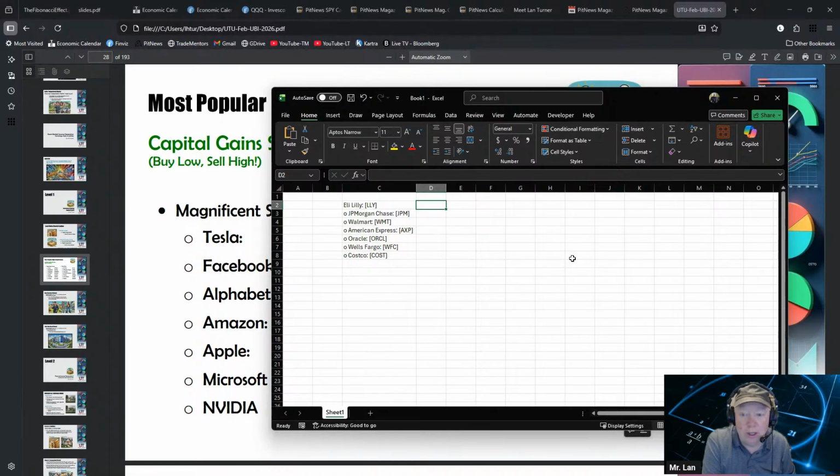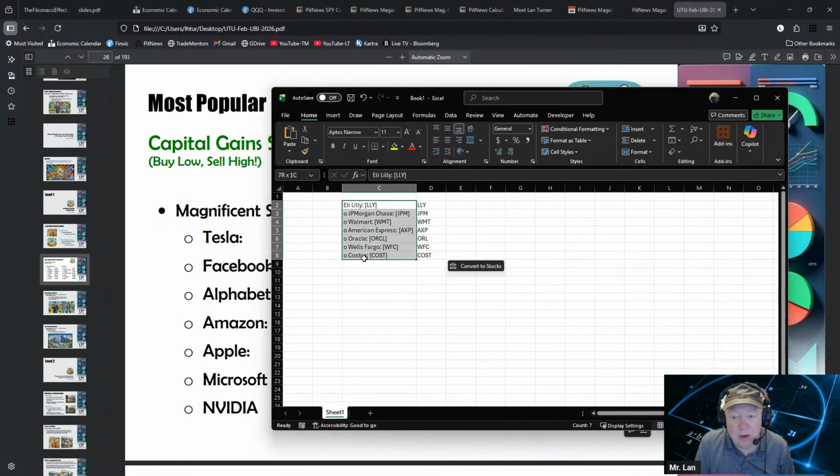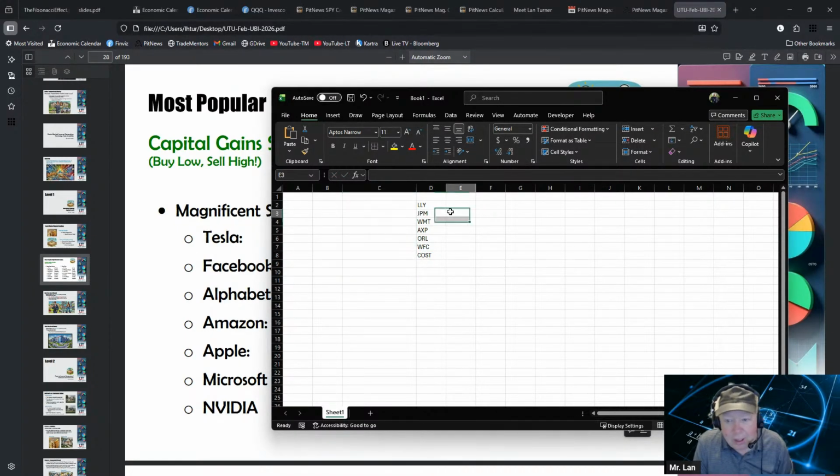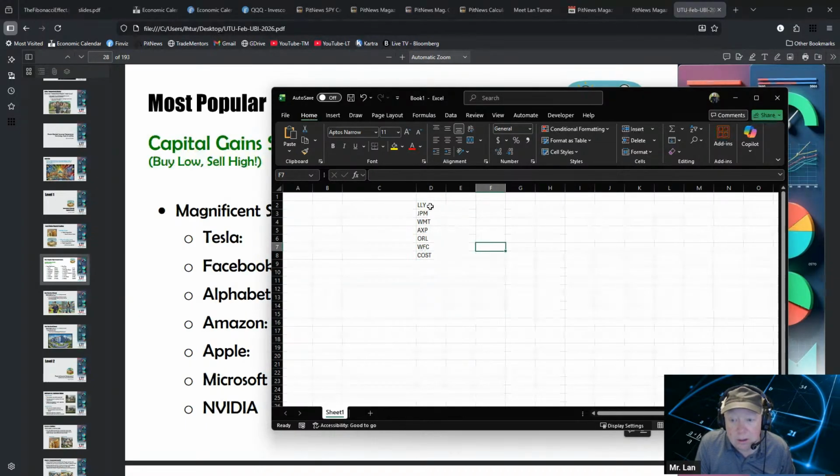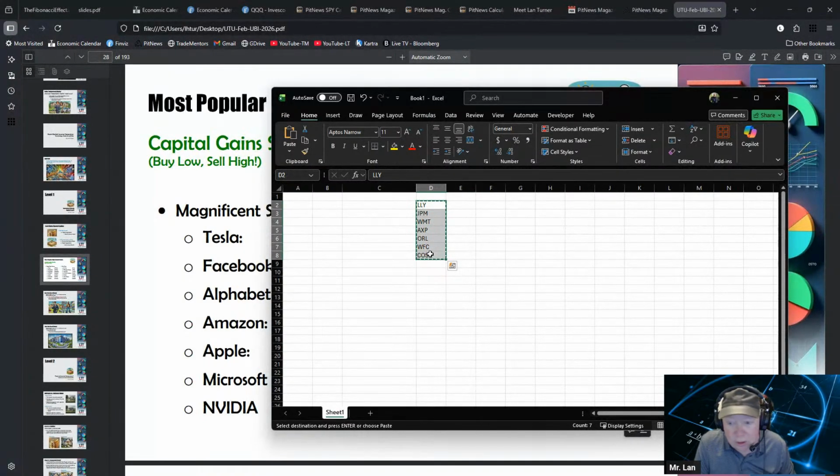So we're going to go in here, and I'm going to go LLY, JPM, WMT, AXP, ORCL, WFC, COST. Okay, so now I've got them in here. So pretend like that worked, and you got them in a column. Now you can grab that column like this, and hit Control C. You can copy those.